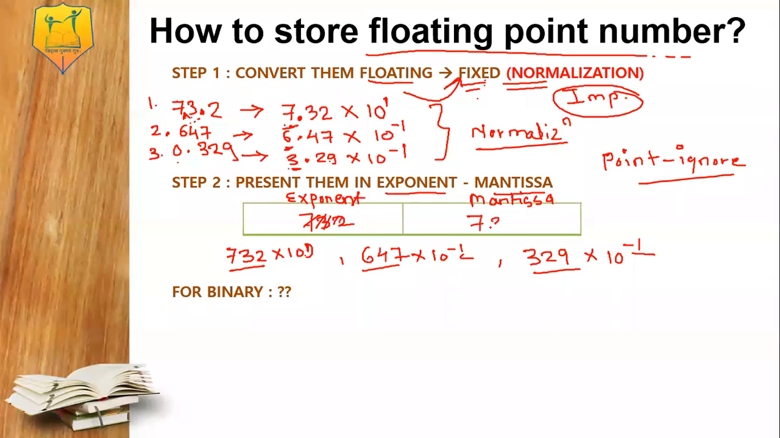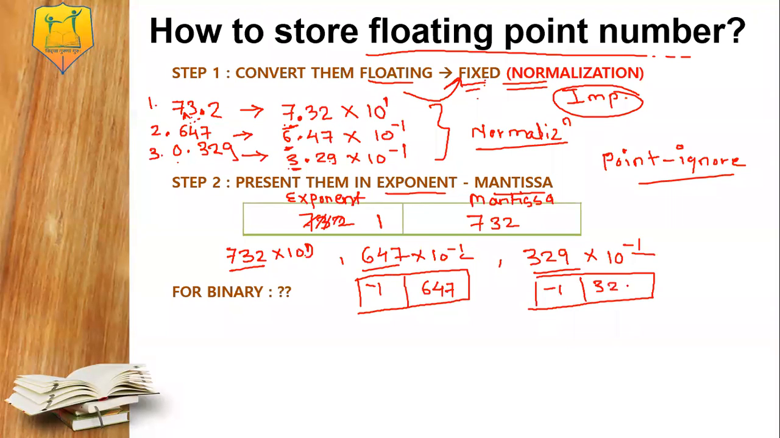The mantissa is 732 and the exponent is 1. Same for this one, the exponent is minus 1, so I can write it that way, minus 1, and the mantissa is 647. In this way I can represent the number. Same for here, minus 1, and definitely the mantissa is 329. So in this way we can represent our floating point number.